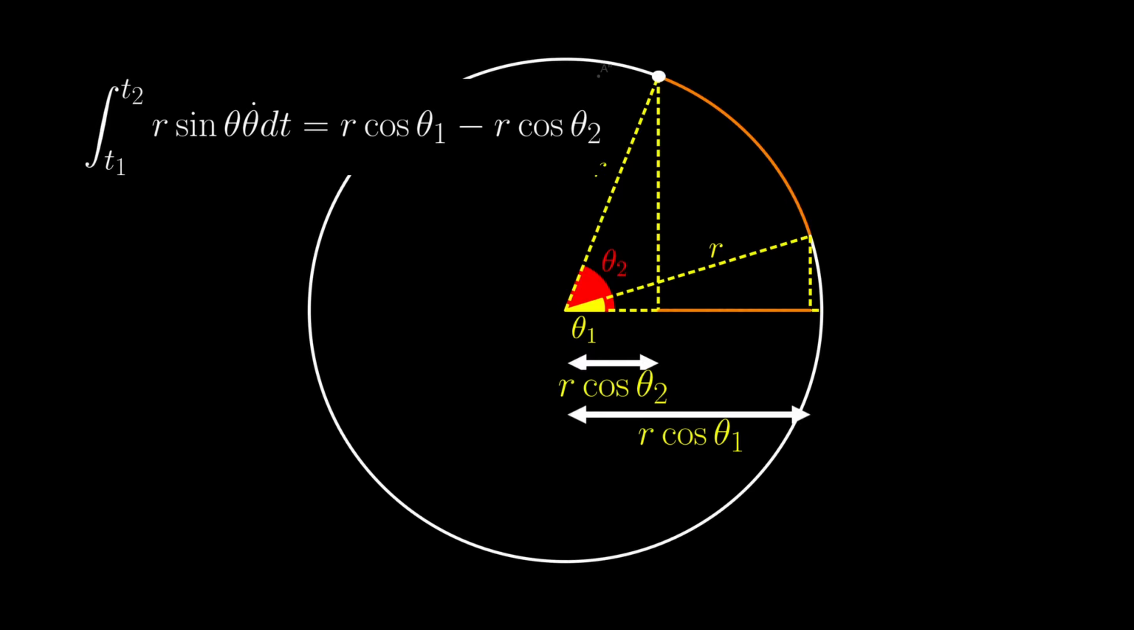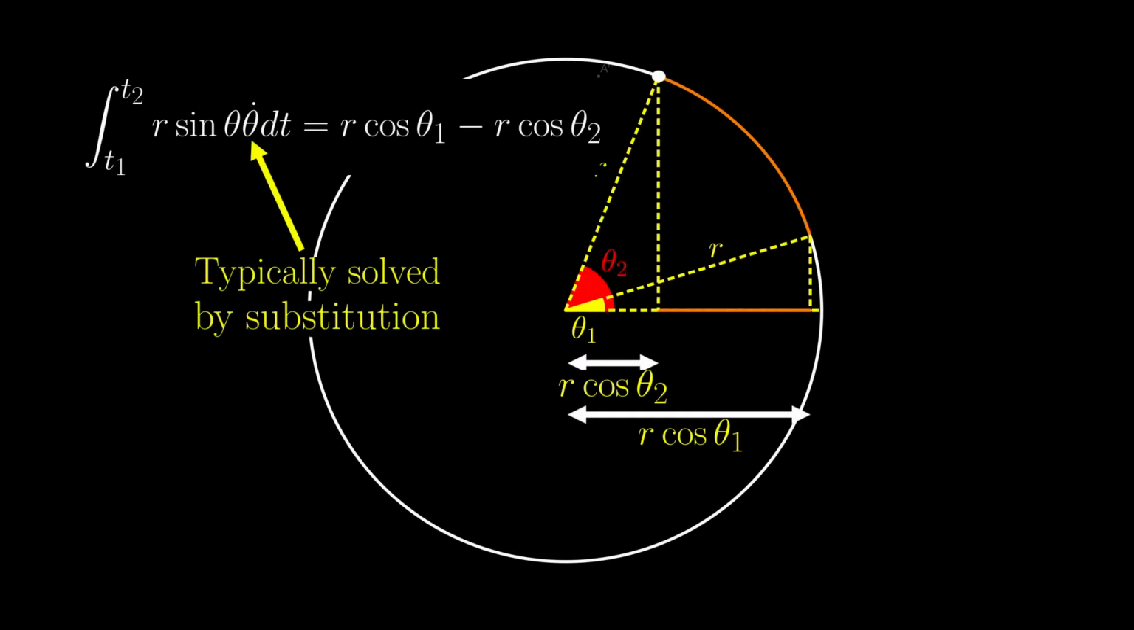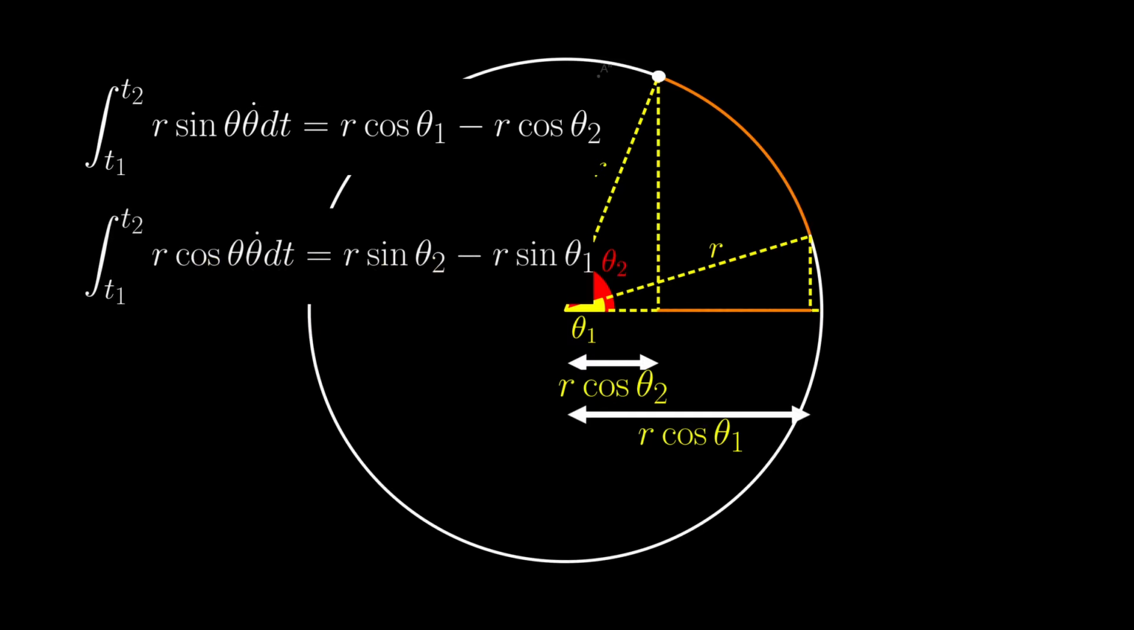Notice that we haven't done any integration, since we have not considered any antiderivatives, but we derived the formula that is typically solved using integration by substitution, the integral equivalent of chain rule. If we consider the vertical displacement instead, we would have this similar integral.